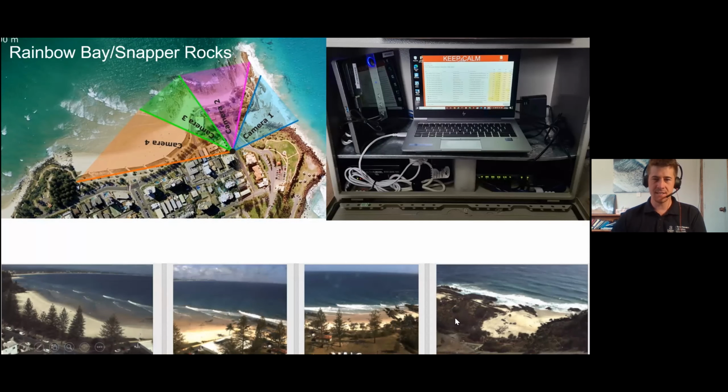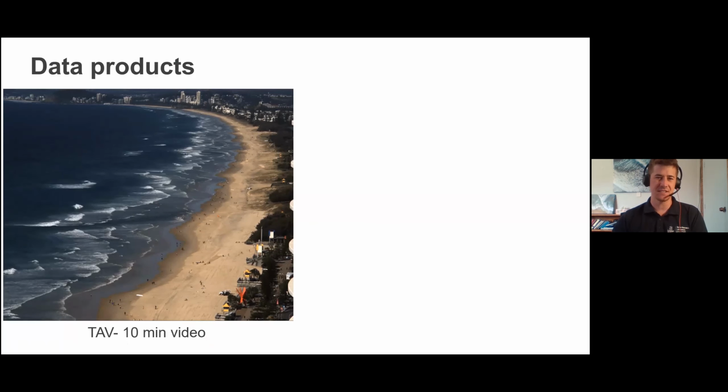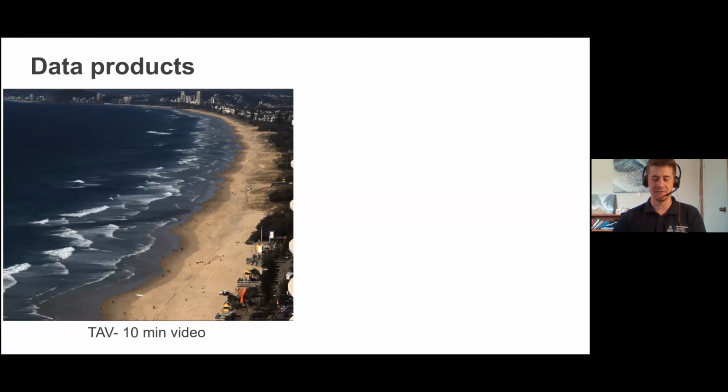What data products does this camera system provide us? The first thing we do is collect videos. These videos we call time accelerated videos. Every 15 minutes, we collect a 10-minute grab of video to look at what the beach is doing. And we speed that up so that it only lasts 30 seconds, just so that you don't have to sit there and watch 10 minutes of video.